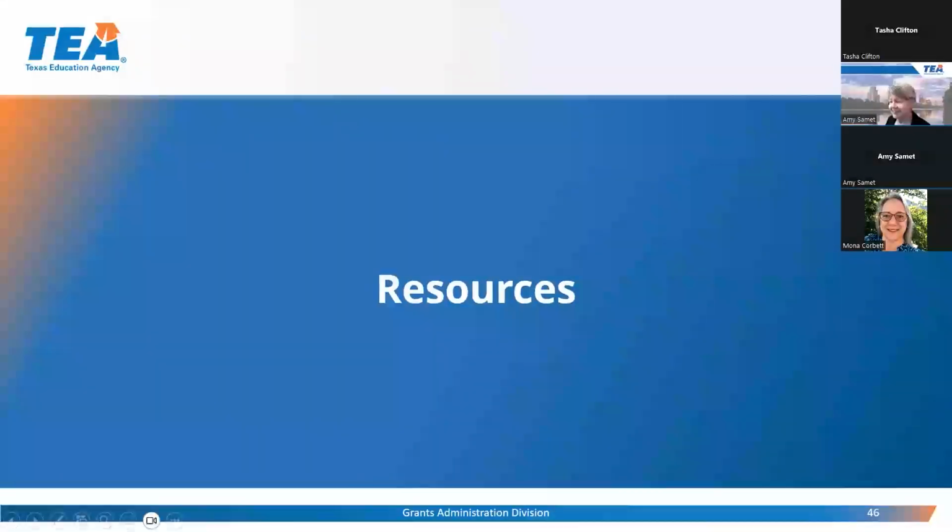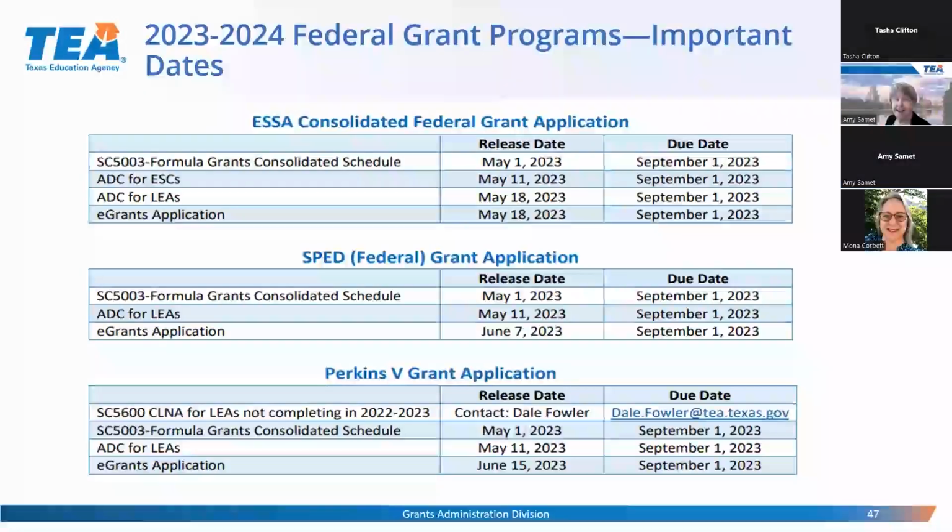Resources. '23-24 federal grant programs, important dates. The ESSA, the SPED, the Perkins, they're all out there for you to apply for now. All of the parts are available. The important date to remember now is September 1st, 2023. Please get your applications in as soon as you can.